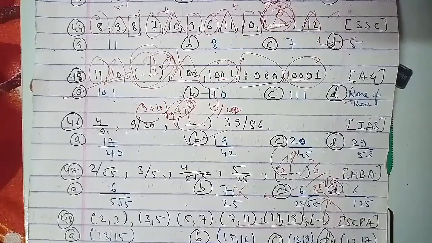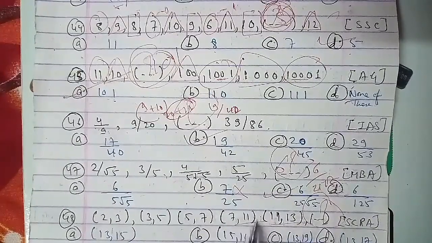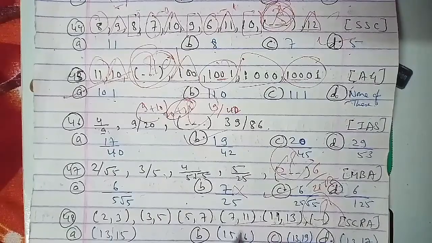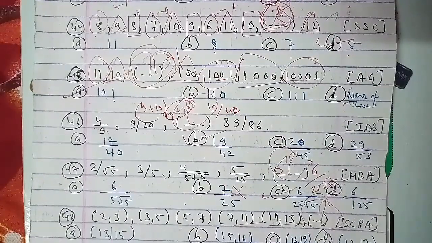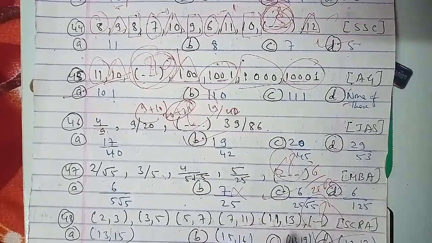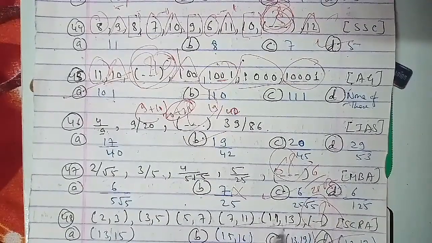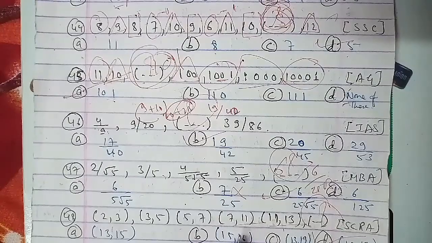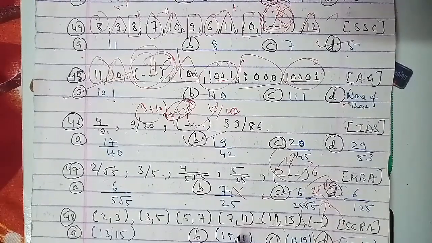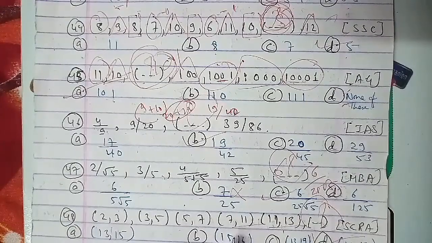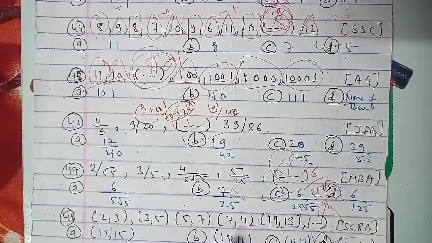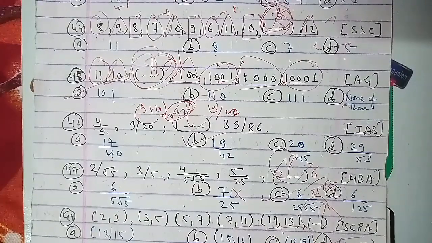So here you can see 11 comma 13, and they are consecutive prime numbers. So we can see that 13 comma 17 will be the right answer, because in 13 comma 15, 15 is not a prime number, so it would not give a consecutive prime number. So here we can see that 13 comma 17 is the right answer.